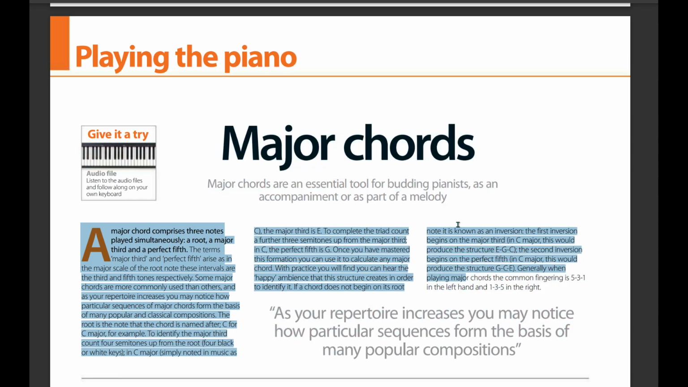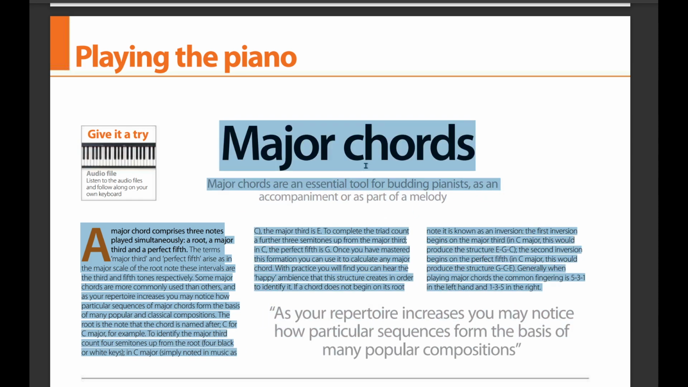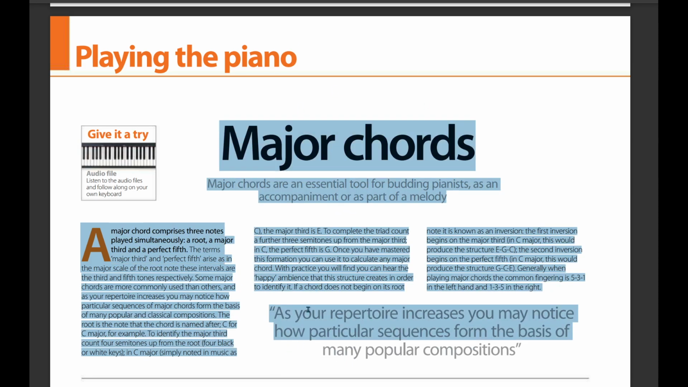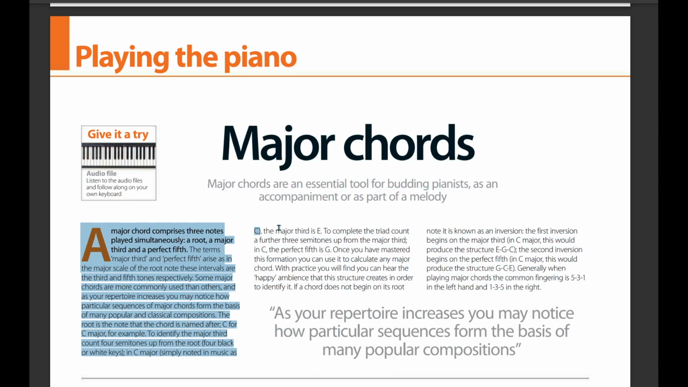For example, to identify the major third, count four semitones up from the root, for black or white keys. In C major, simply noted in music as C, the major third is E. To complete the triad, count three semitones up from the major third, and in C, the perfect fifth is G. Once you have mastered this formation, you can use it to calculate any major chord.